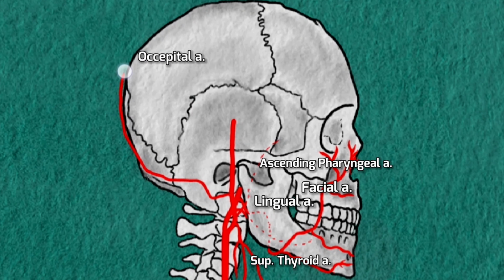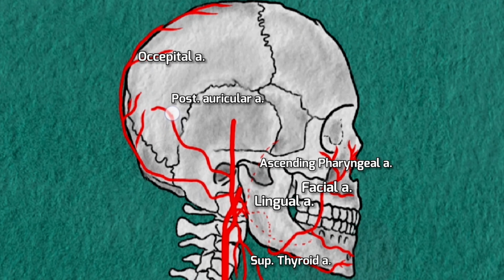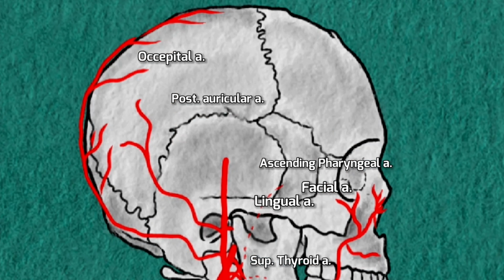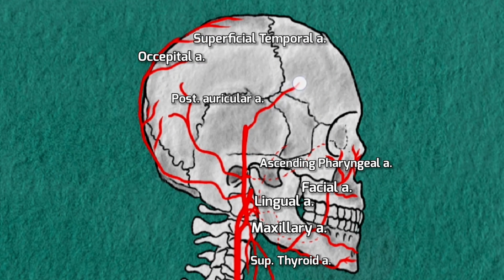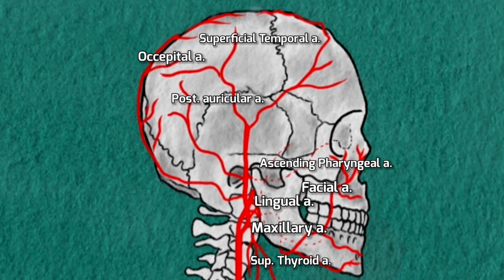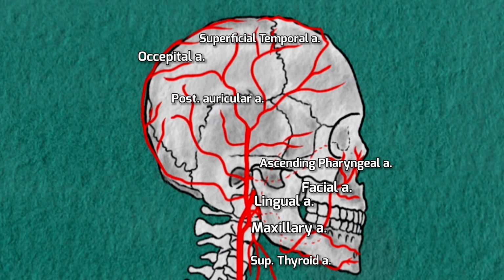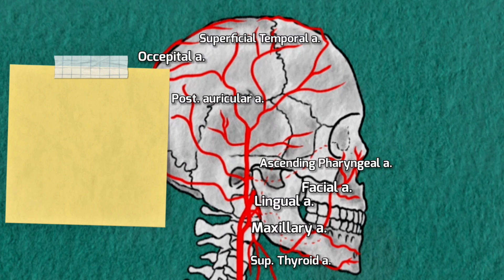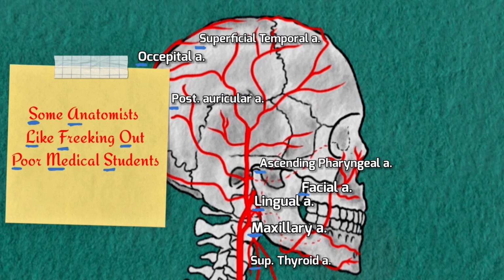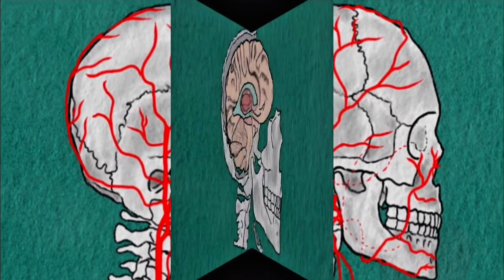The occipital artery supplies the occiput, and the posterior auricular artery supplies the back of your ear. Finally, the maxillary artery passes deep to the maxilla to produce numerous important branches, and the superficial temporal artery supplies your temple. The mnemonic we use to remember these arteries is "Some Anatomists Like Freaking Out For Medical Students." This is very true, and it should help you to remember it when it comes to revision time.